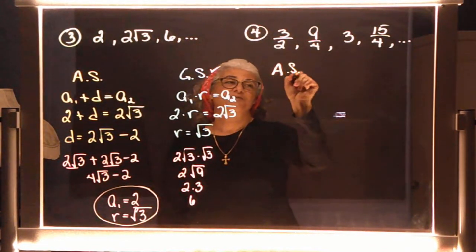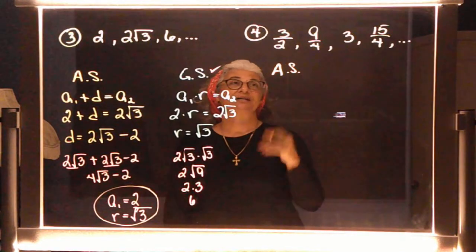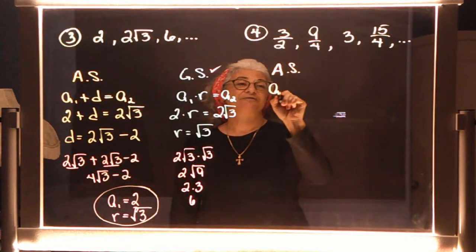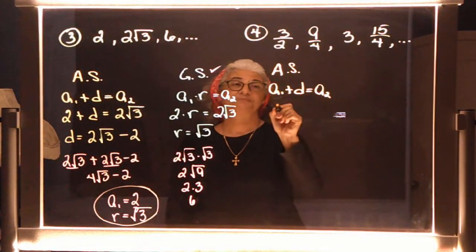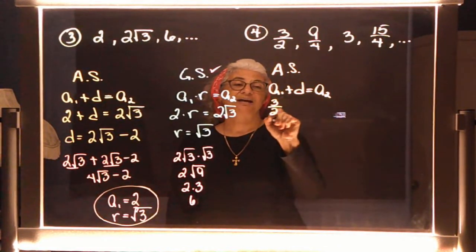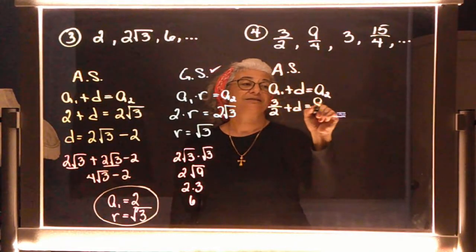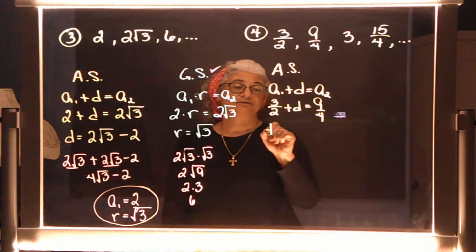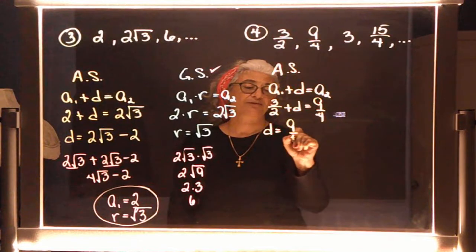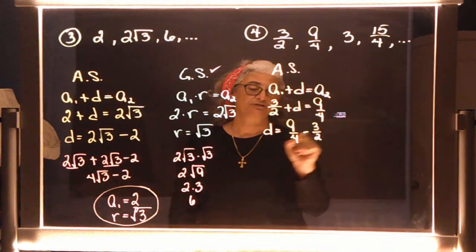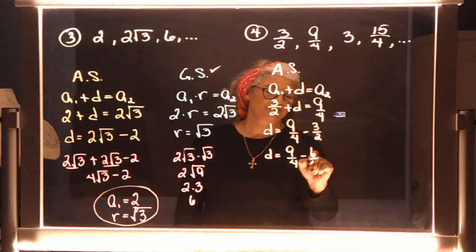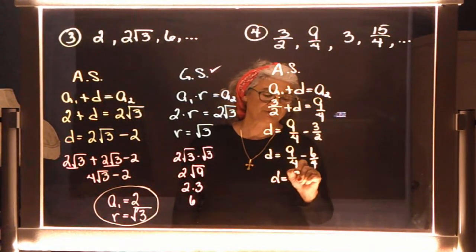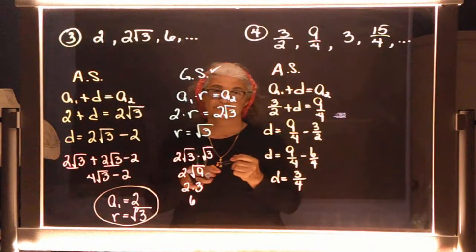Got to figure out if it's arithmetic or geometric. So, again, if I take the first term, add the common difference, I should get the second term. So 3 halves plus d needs to equal 9 over 4. So to get the d, you're going to subtract 3 halves from both sides, aren't you? Which means you need to have a common denominator in order to do the subtraction, so the common difference would be 3 over 4, wouldn't it?